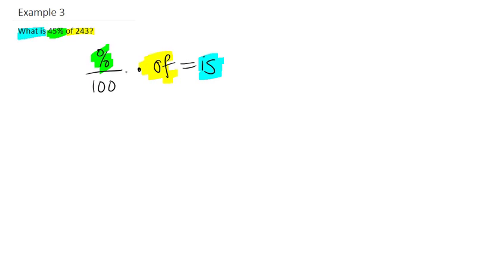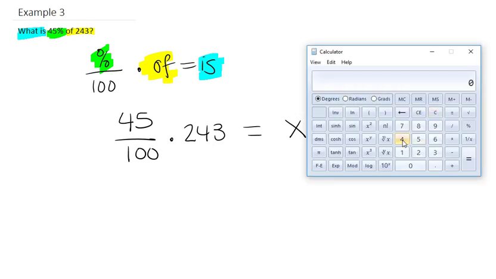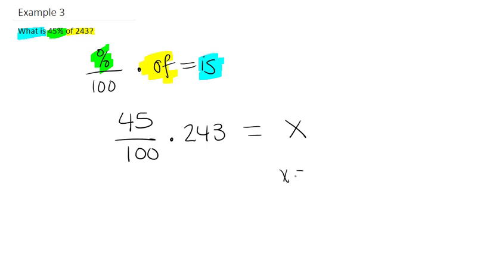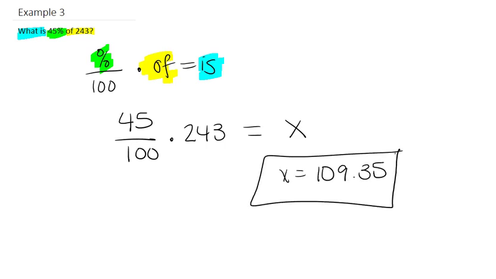So let's now plug this all in. We have 45 over 100 times 243, which is equal to a number we don't know yet. So we get our calculators out. We get 45 divided by 100. Then we're going to multiply it by 243, and we get 109.35. And this is our final answer.